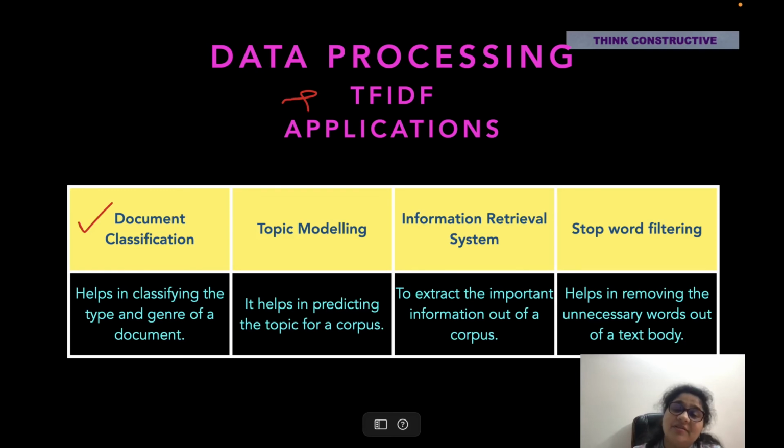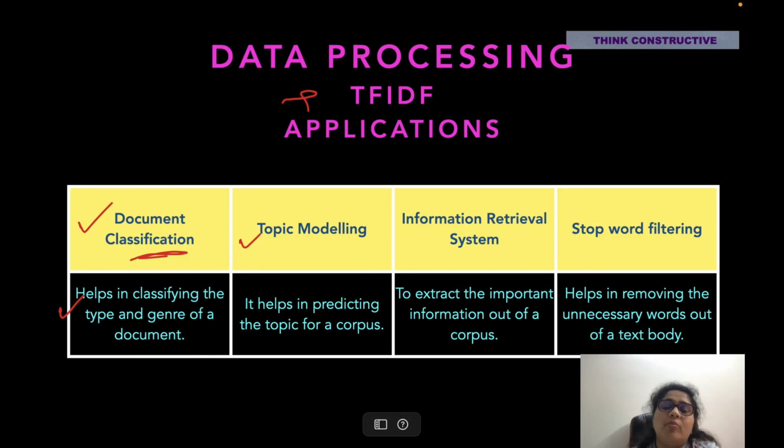Document classification. This is anyways the application of natural language processing. I talked about all this in session 1. Right? Helps in classifying the type and genre of the document or the category of the document. So document classification was the one application which we discussed, if you remember. So what TF-IDF does is it helps when it will give the most valuable word to the computer. It will know what is the kind of this document is, what is the category of this document is, what is the genre of this document is. All right. So it helps in document classification.